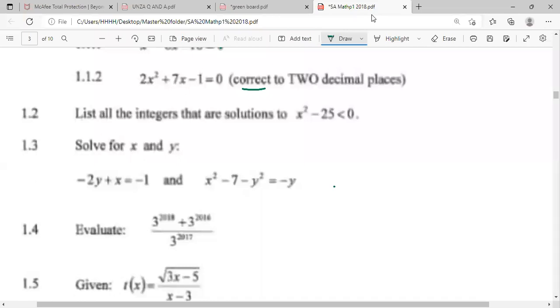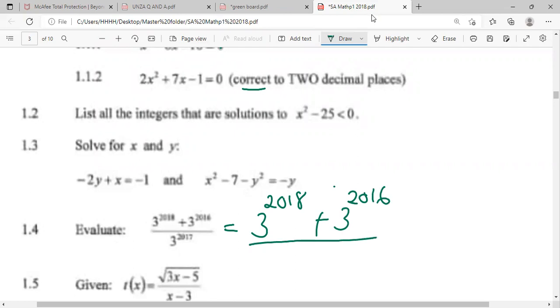Okay, then you were saying evaluate 3 to the power 2018 plus 3 to the power 2016 divided by 3 to the power 2017. There are a lot of methods that we can take.